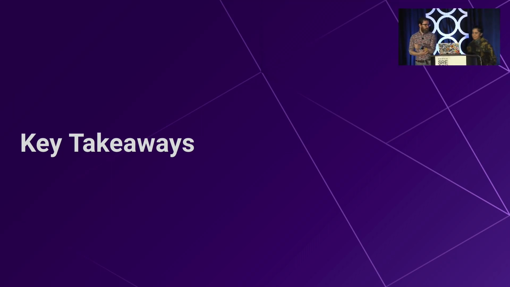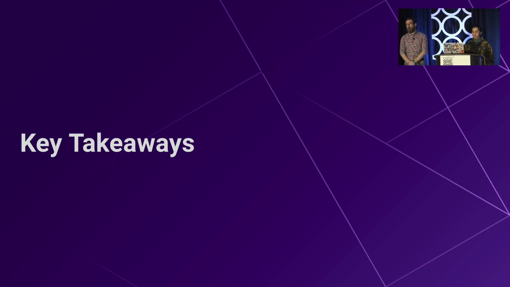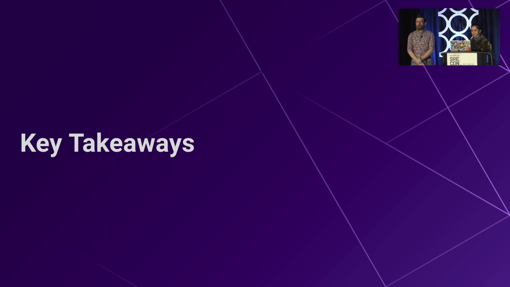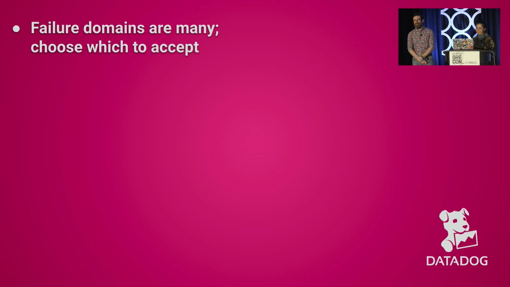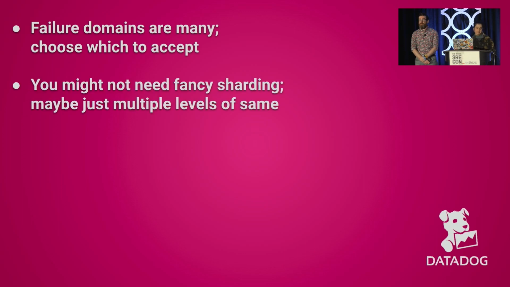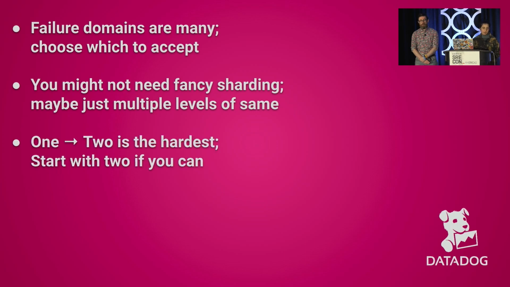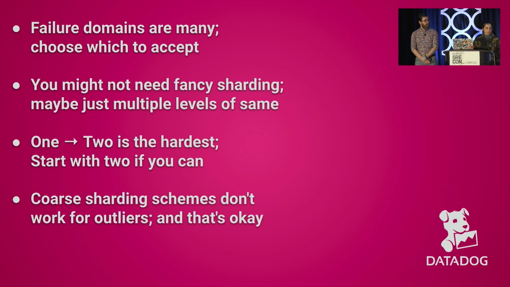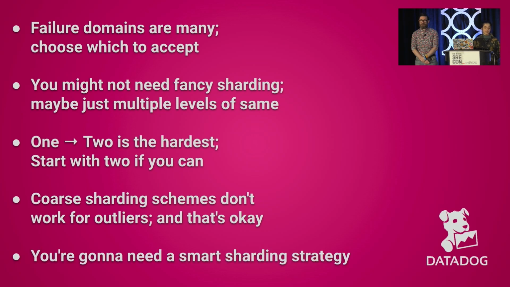So Tahia, you want to wrap up? Yeah, so before we wrap up, I'll go over the lessons we learned as we built this thing, and I'm just going to read them. Failure domains are many. Choose which ones to accept. You might not need fancy sharding, maybe just multiple levels of the same. Going from 1 to 2 is the hardest, so start with 2 if you can. Of course, sharding schemes don't work for outliers, and that's okay. And lastly, you're going to need a smart sharding strategy.